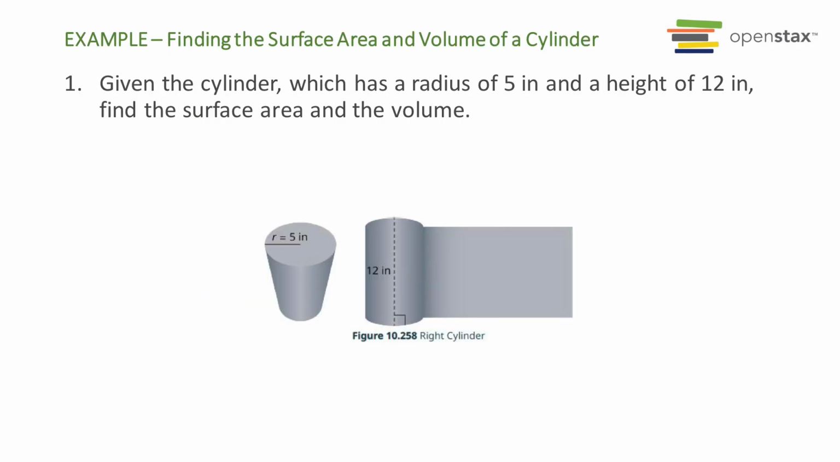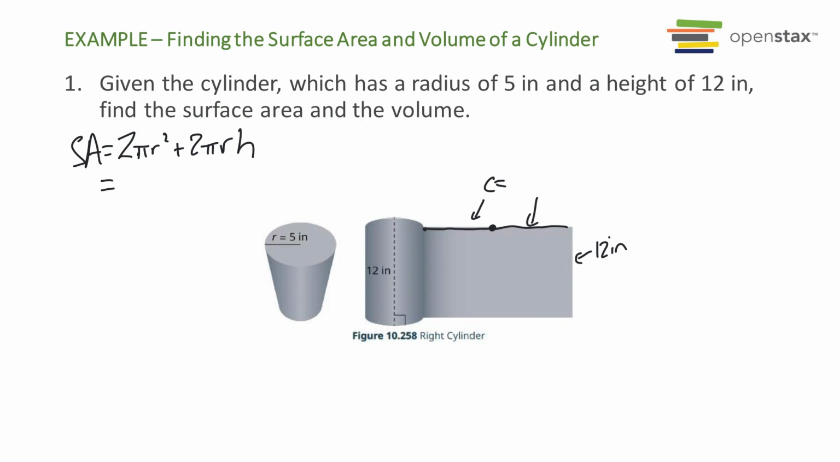So let's look at an example, and I like what they've done here. You can see it's like paper towels. They've kind of unrolled it and shown you that it makes this rectangle. This is going to be 12 inches. And then one of these is going to be, well, no, it's not 5 inches. It's going to be the circumference here. So first let's find the surface area. So the surface area is 2 pi r squared plus 2 pi r times h.